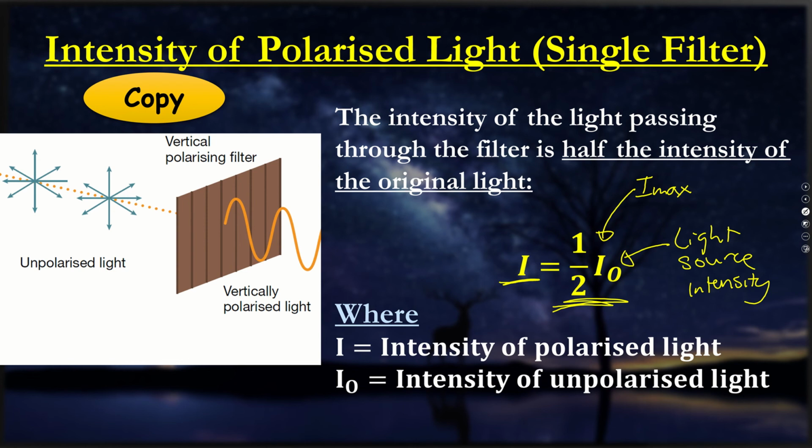If we're measuring intensity of light, it's measured in a unit called candela, which is also cd. Sometimes they will also use lux. So that's also another unit that can be used to represent intensity of light.